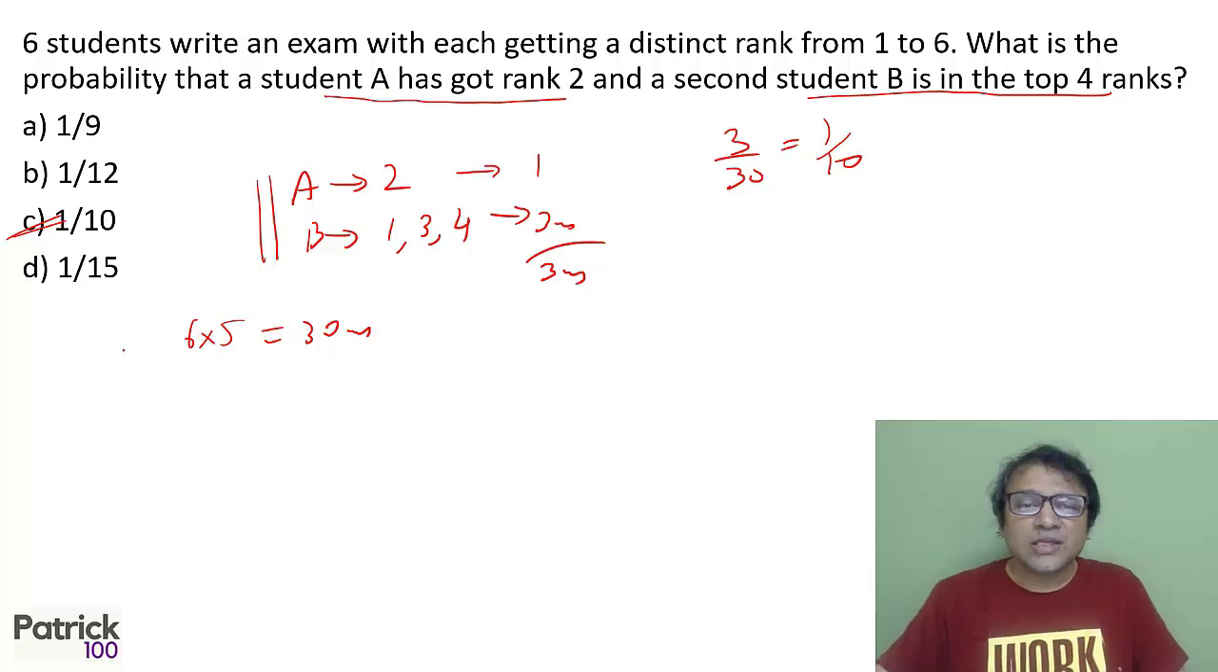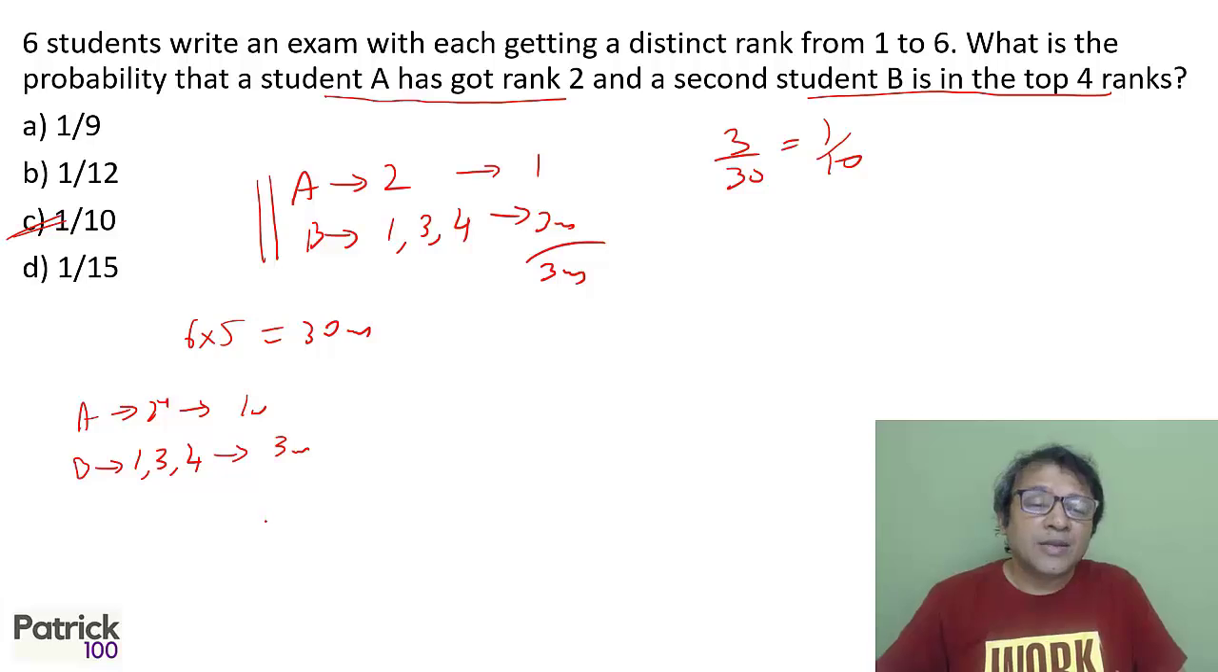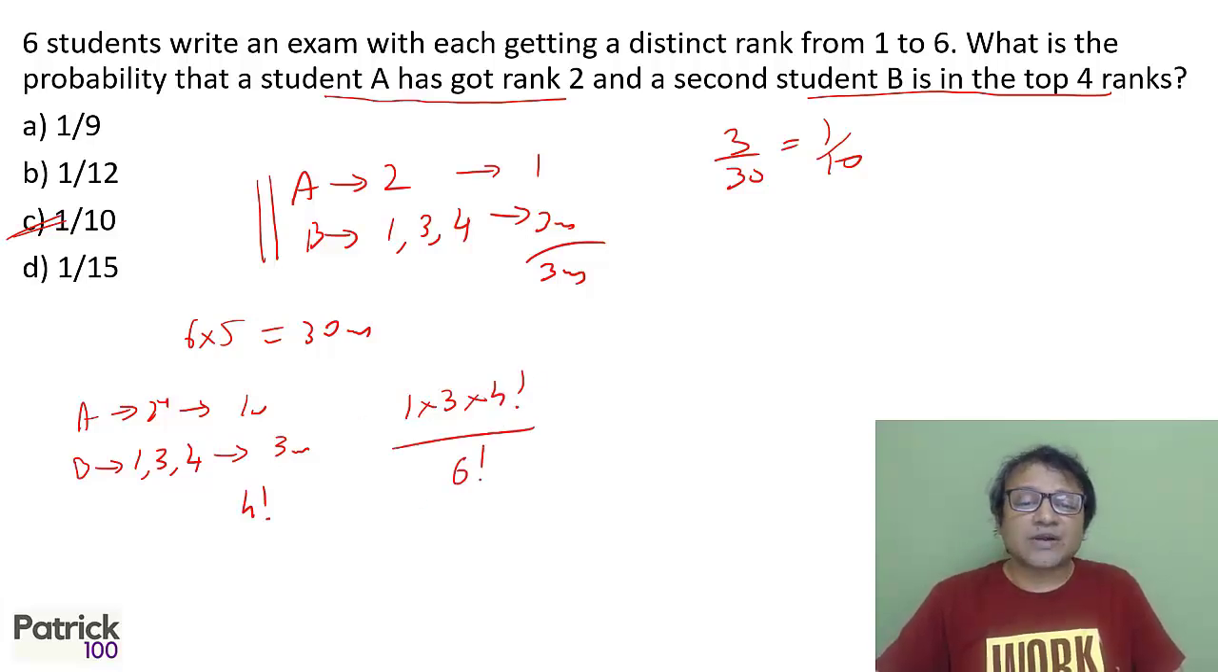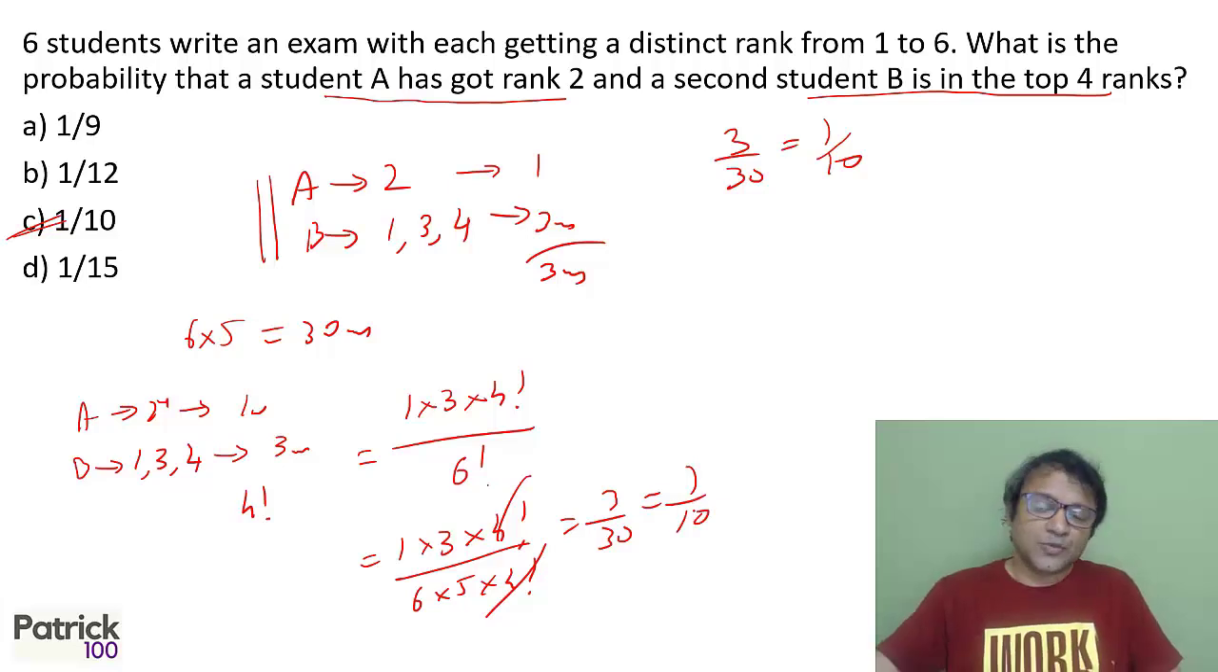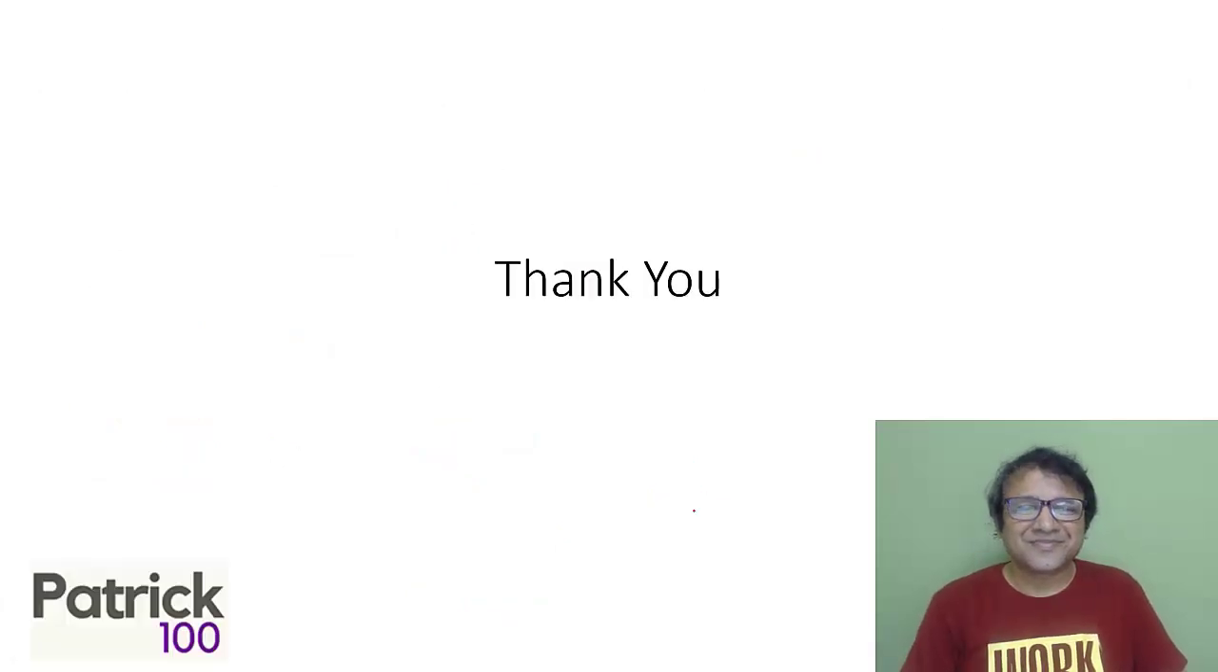Another way of doing it is, if A gets second rank, one way, B can get first, third or fourth rank, 3 ways, and the remaining 4 can be arranged in 4 factorial ways. So the total number of ways is 1 into 3 into 4 factorial, and the total ways of arranging all 6 is 6 factorial. This will give you 1 into 3 into 4 factorial upon 6 into 5 into 4 factorial, 3 upon 30 or 1 out of 10. You get the answer. Thank you.